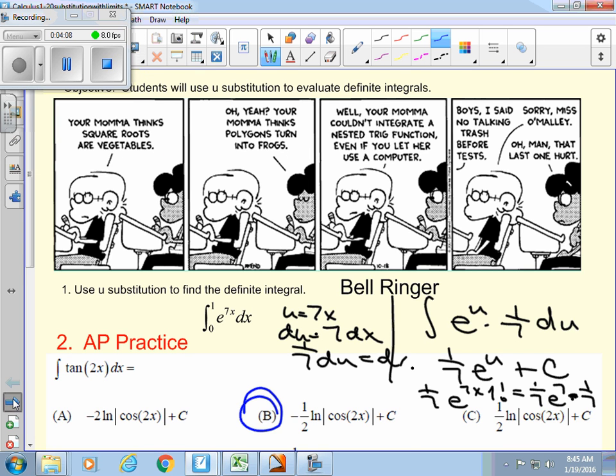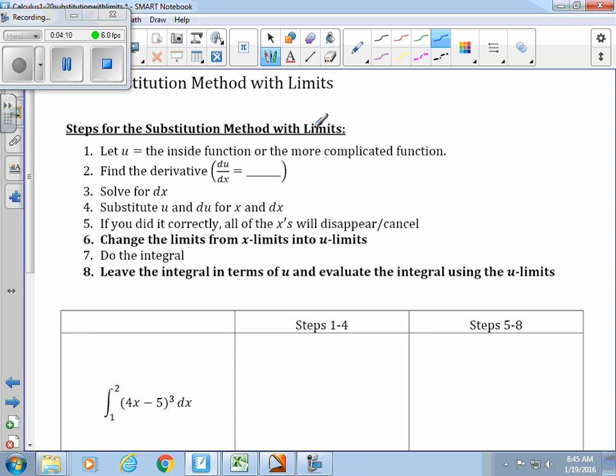So today we are going to learn how to do substitution with limits. A lot of the steps are the same, except step 6. We are going to change the x limits to be u limits. The 1 to 2 was an x value of 1 to the x value of 2. We are going to change that to be u values when we change our variable.